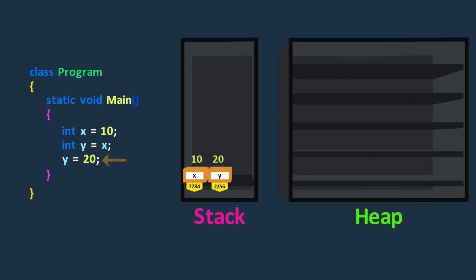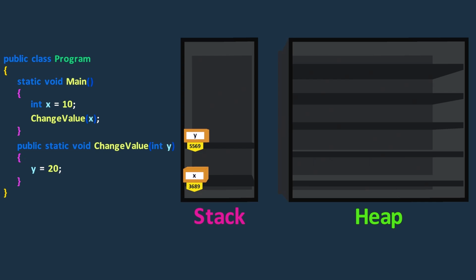This is because value types are independent of each other, and changing the value of y does not affect the value of x. The same behavior applies to value type parameters. When we pass a value type variable as a method argument, a copy of the value is passed to the method. These two variables are independent. Therefore, any change made to the parameter within the method does not affect the original variable outside the method.